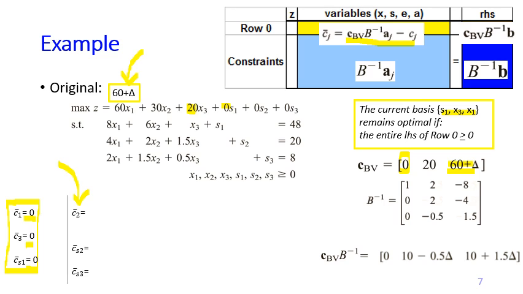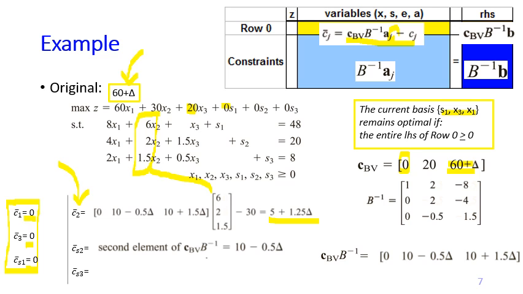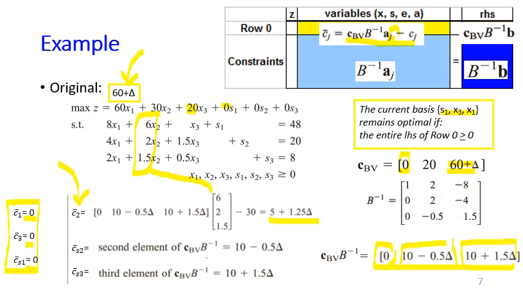Now we're ready to compute C2 hat. CBV B inverse times AJ, where AJ is A2, so 6, 1, 1.5 goes here. Then C2 without hat is 30. So this is C2 hat. Then we compute C hat S2 and C hat S3 by looking at CBV B inverse. We may use CBV B inverse to say that this is the coefficient of C hat S1, this is C hat S2, and this is C hat S3. So now we have computed all the C hat for all non-basic variables.